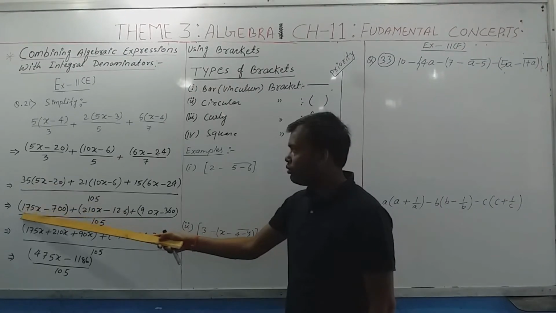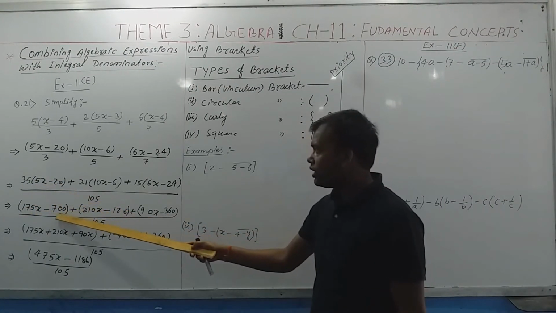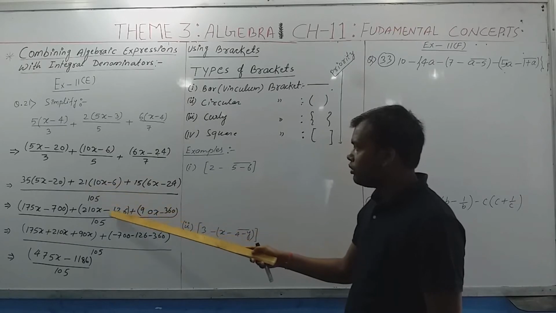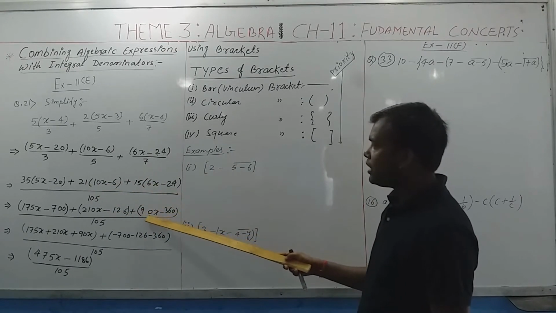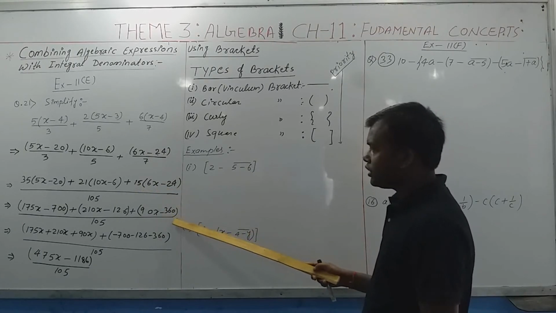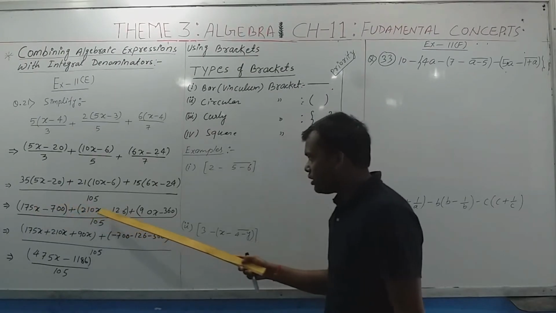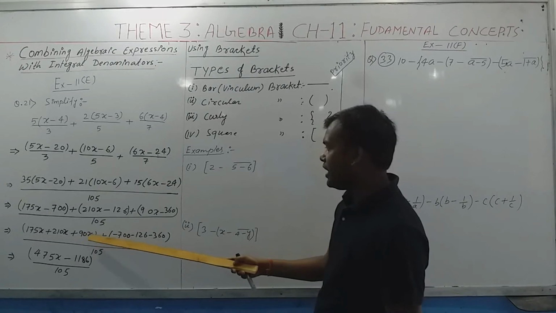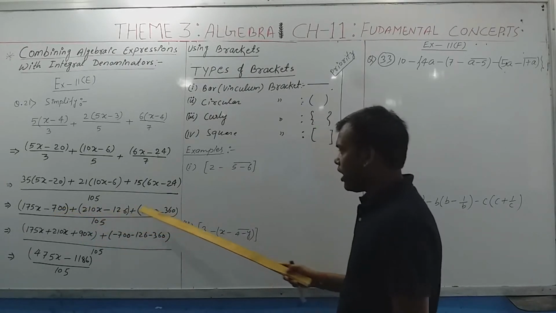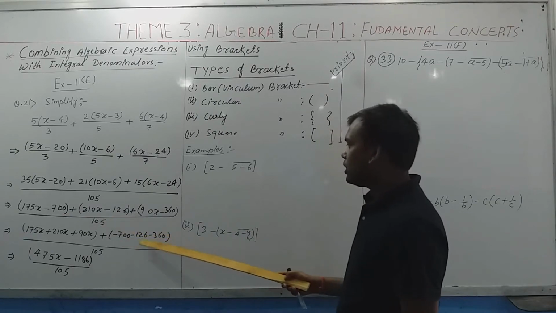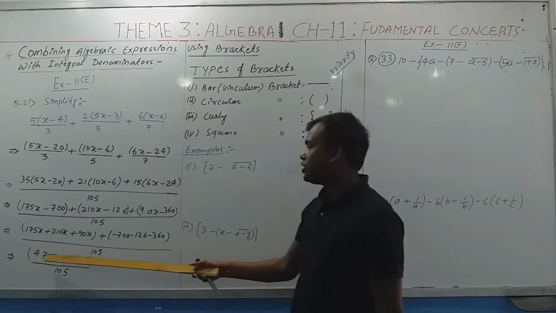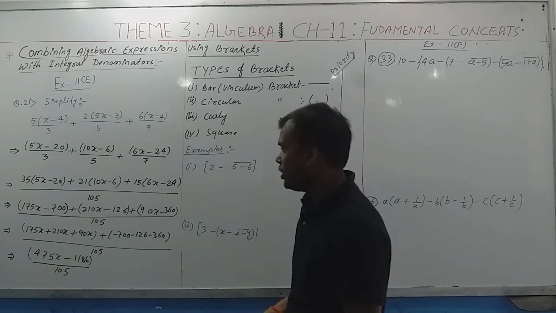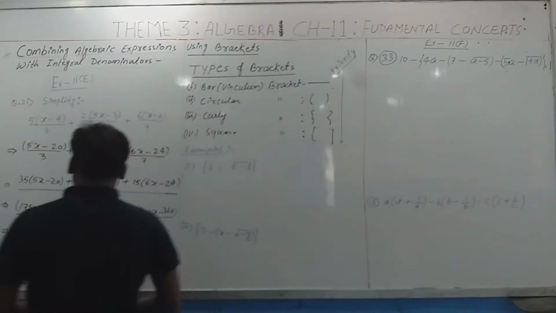35 into 5 is 175x, 35 into 20 is 700. 21 into 10 is 210x, and 21 into 6 is 126. 15 into 6 is 90x, and 15 into 24 is 360. Add all the x terms: 175x, 210x and 90x, and add all the constant values: minus 700, minus 126 and minus 360. After addition it comes to (475x minus 1186) divided by 105. This is your correct answer.